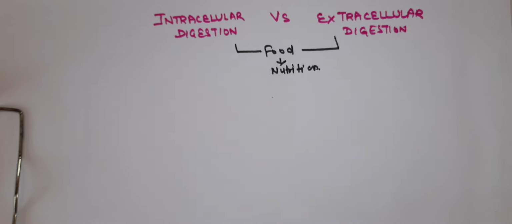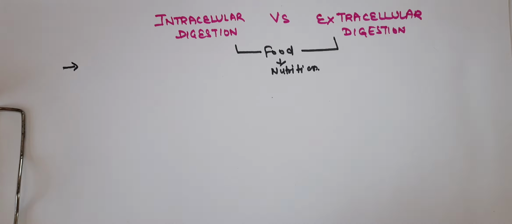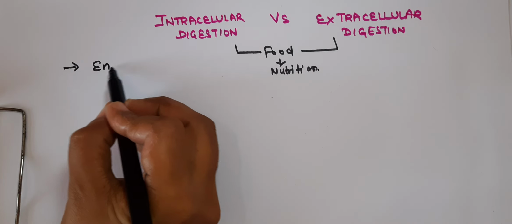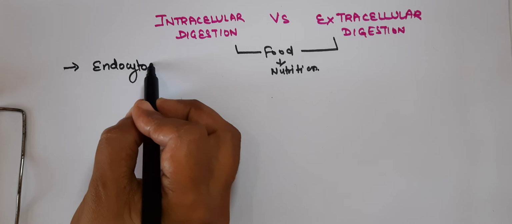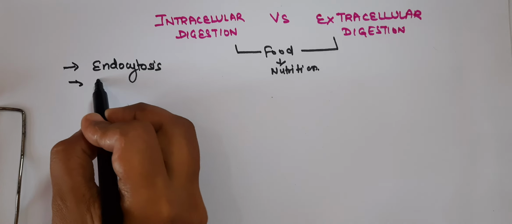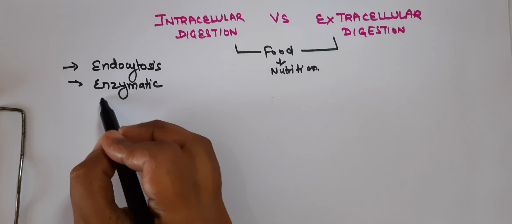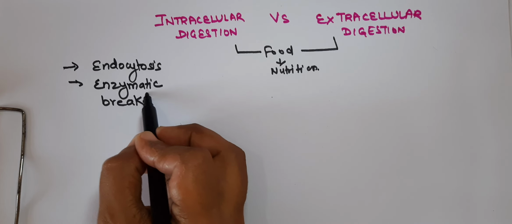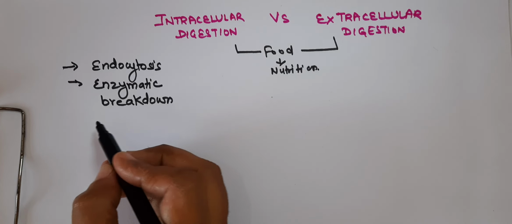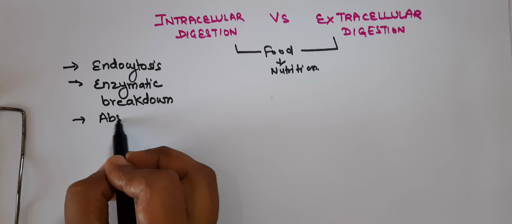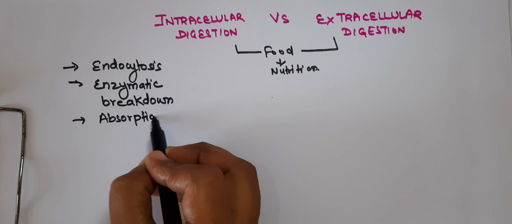Okay, so first let's talk about intracellular digestion. It occurs within the cell, where the food particles are engulfed, digested and absorbed by the cellular machinery. So there are three steps in this process. The first one is endocytosis. The second one is enzymatic breakdown. And the third one is absorption.